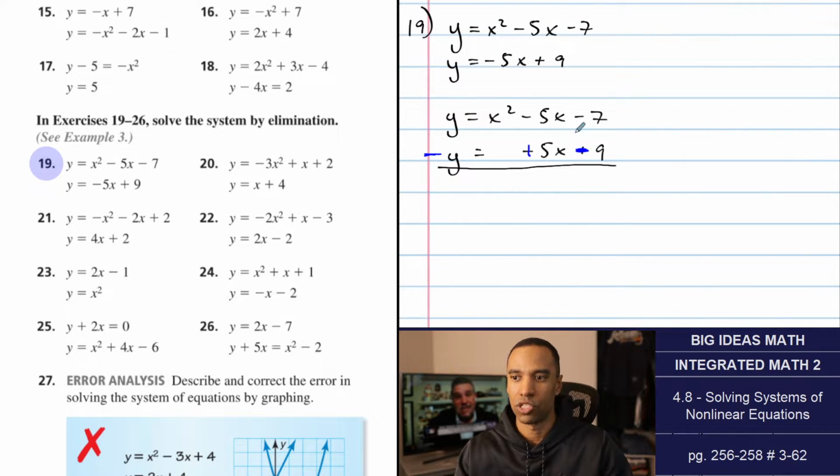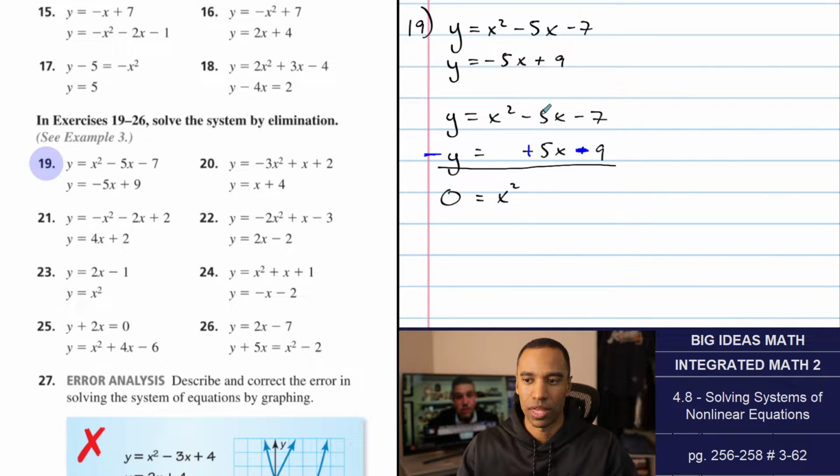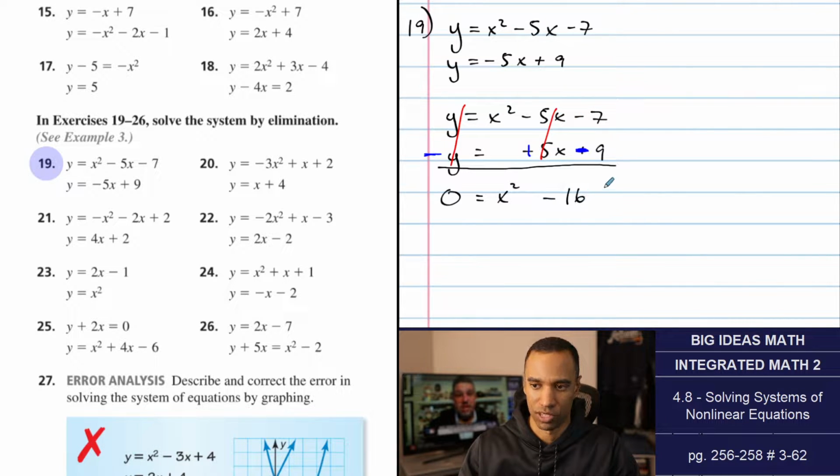Y minus y is 0. 0 equals. X squared is not subtracting or adding with anything. Negative 5x plus 5x is also 0. So these kind of canceled and canceled. And then negative 7 minus 9 is negative 16. So we work off this equation. Our goal is to eliminate y's, get equal to 0, solve for x the rest of the way. You can solve using square roots or factorization.